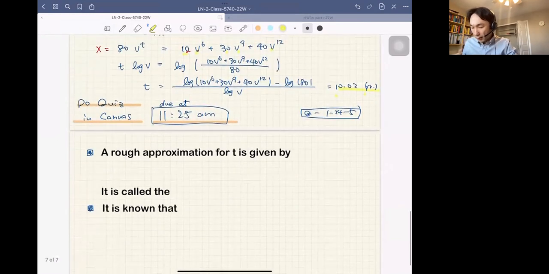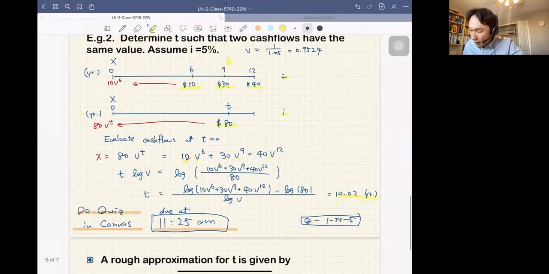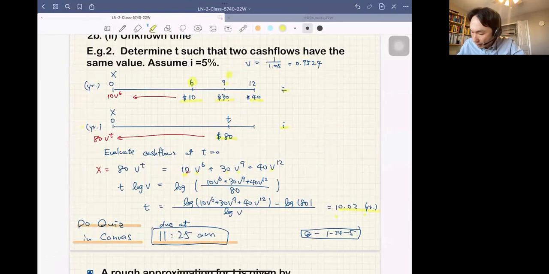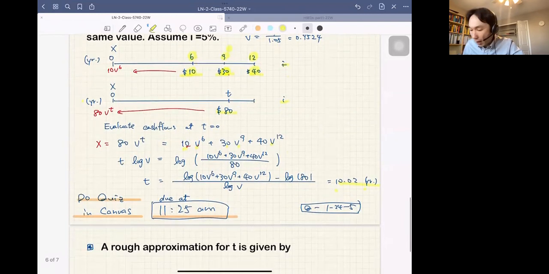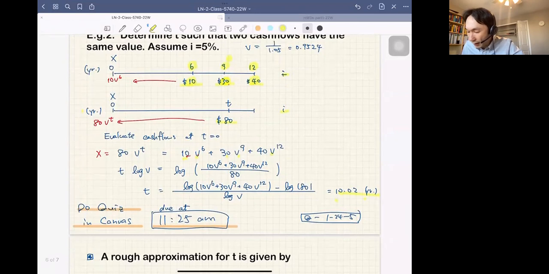So this is a complete answer, but if you don't have time to evaluate this accurately, then we have a trick to calculate it in a short time. We just take the weighted average of these times, 6, 9, and 12. So we have $10, $30, and $40. So we take the weighted average of 6, 9, and 12 with weights 10, 30, and 40.